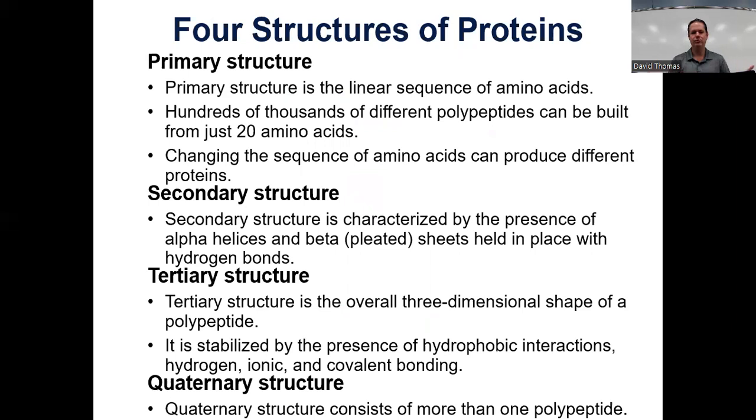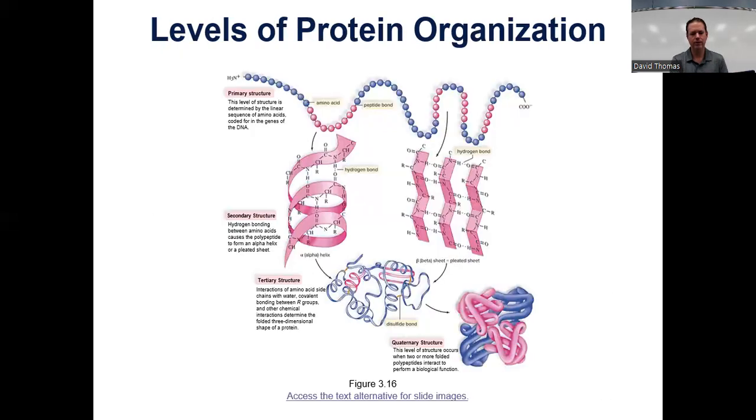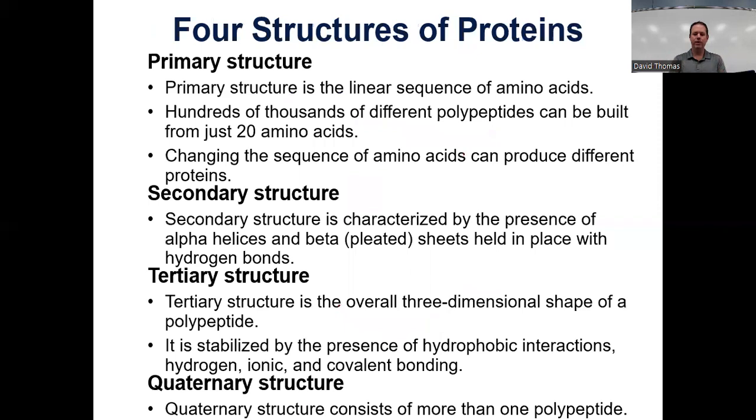Primary structure, you've got a straight line sequence. Secondary structure, you've got a little attraction from one section to the next from the hydrogen bonds. Tertiary, if you notice the pattern, we're getting a little bit more folded, a little bit more complex. Tertiary means you have a combination of the helical structure and the beta pleated sheets, and a little bit more interaction between the different sections of the secondary structure. Tertiary structure is the overall three-dimensional shape now.